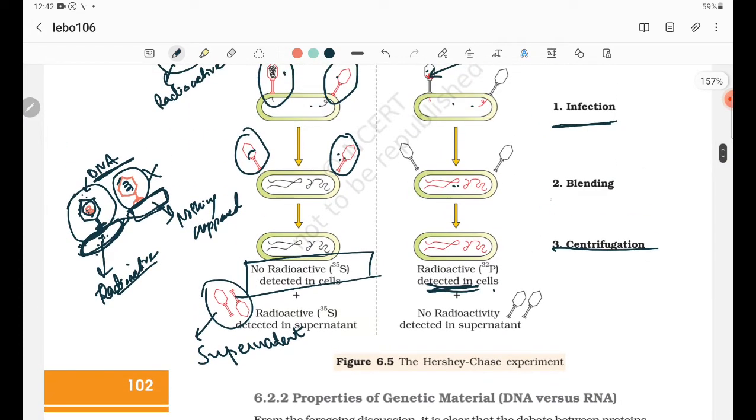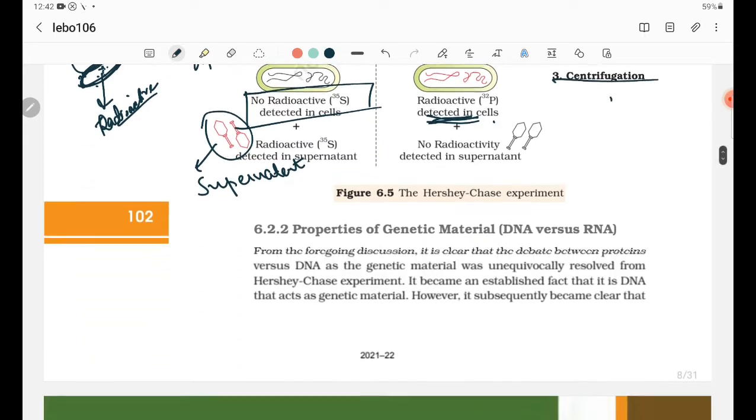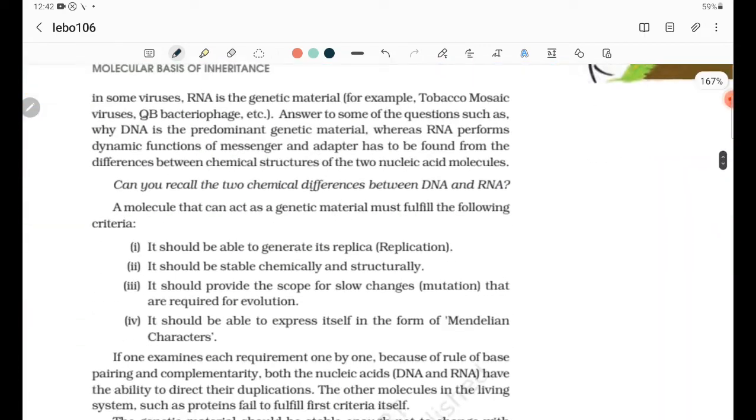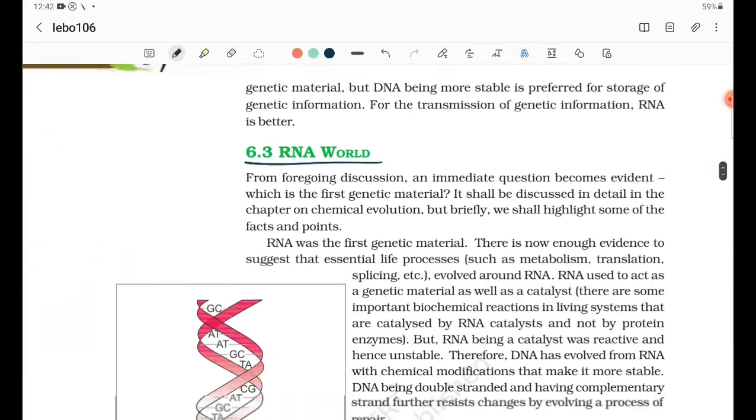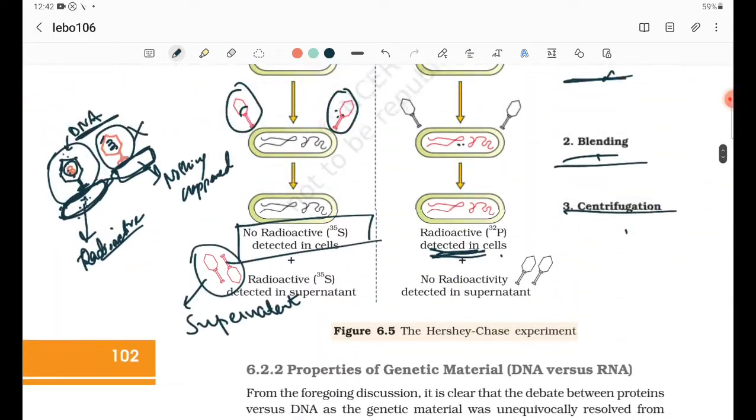There are 3 steps in the Hershey-Chase experiment: infection, blending and centrifugation. Now we will discuss the properties of genetic material, DNA versus RNA.